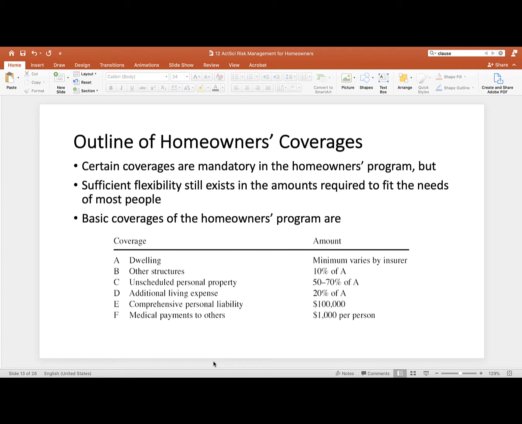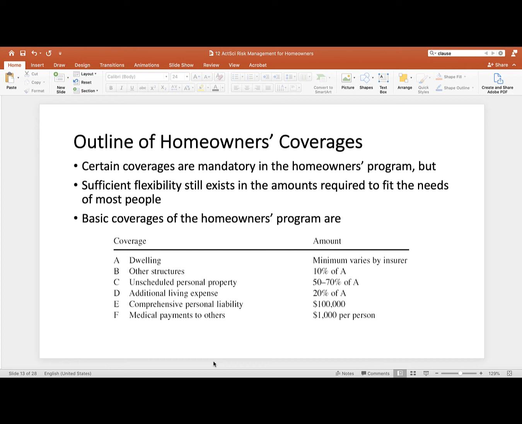They don't all have to look like this. The basic coverages. Certain coverages are mandatory in the homeowners program, but most homeowners insurance policies provide a minimum of $100,000 worth of liability insurance. If you scan down, you can see point E, comprehensive personal liability.